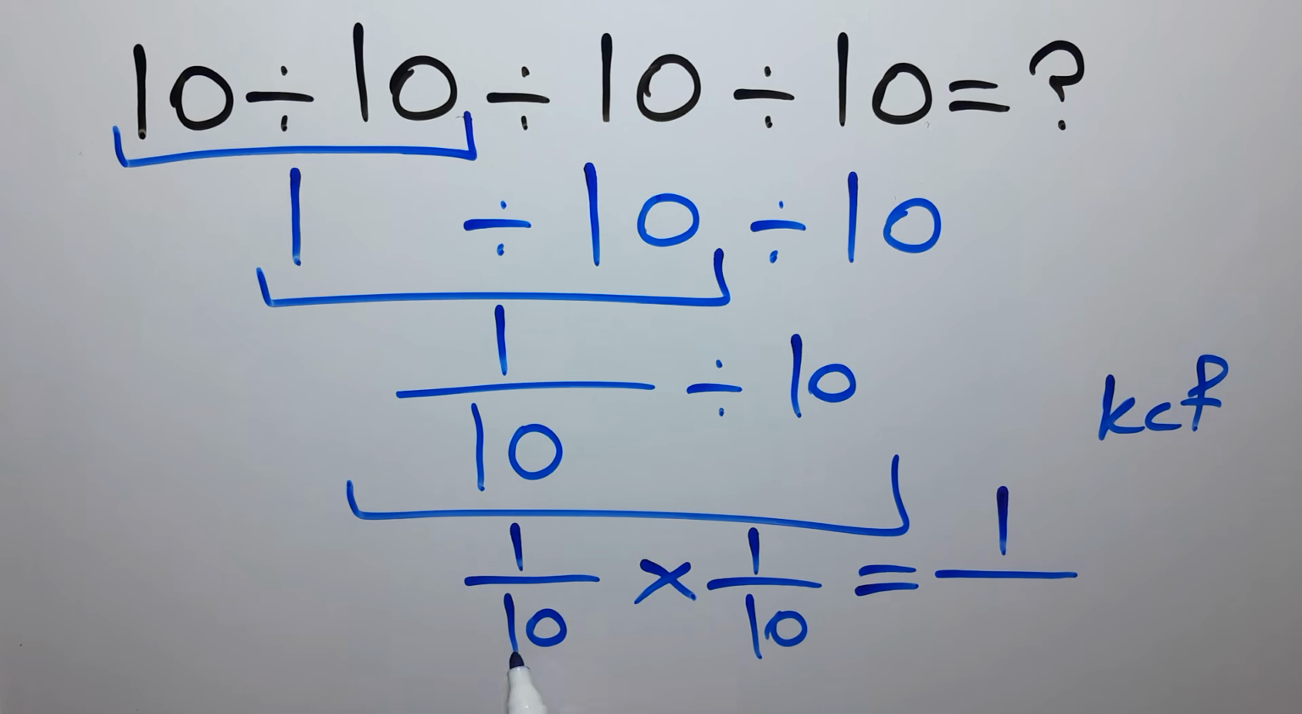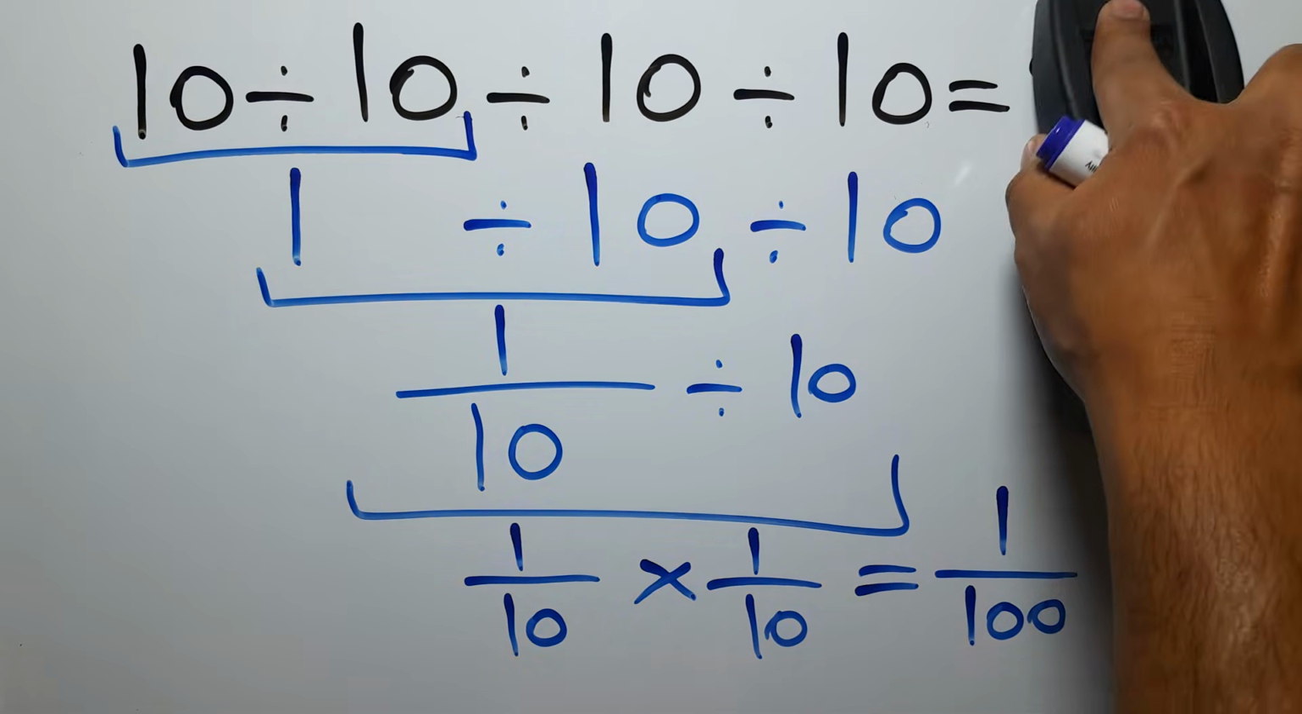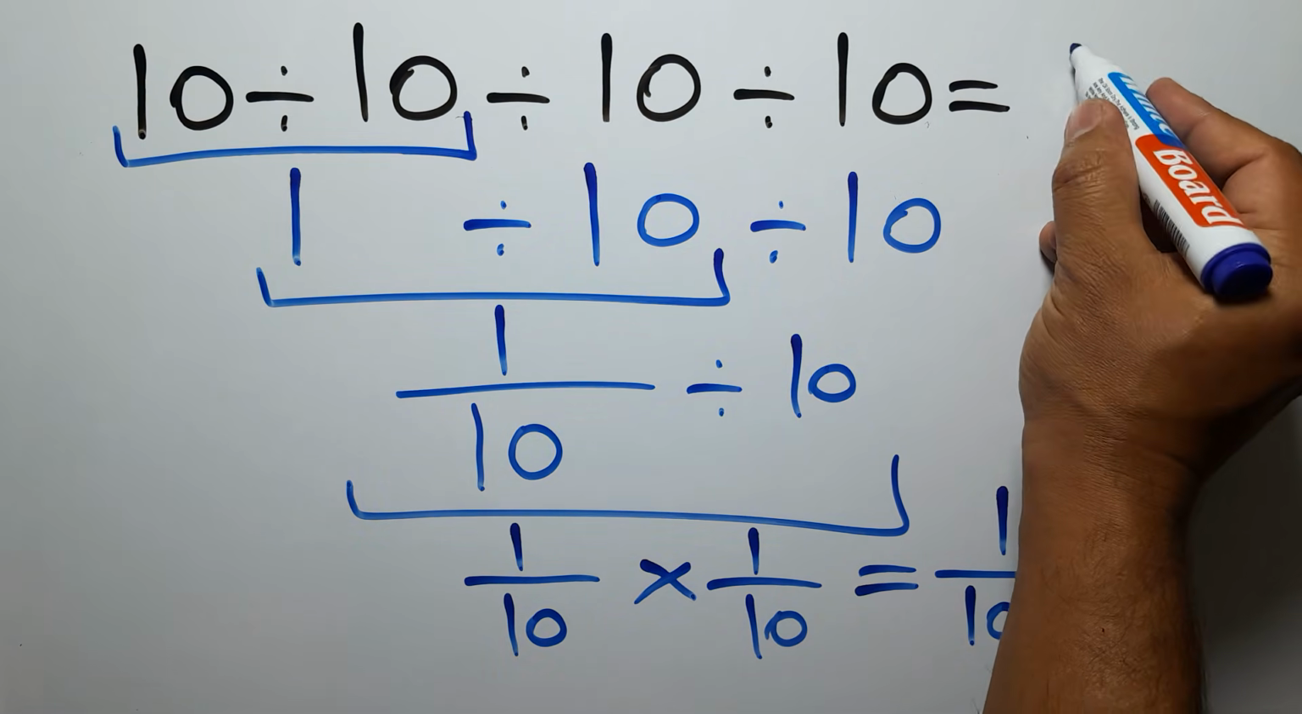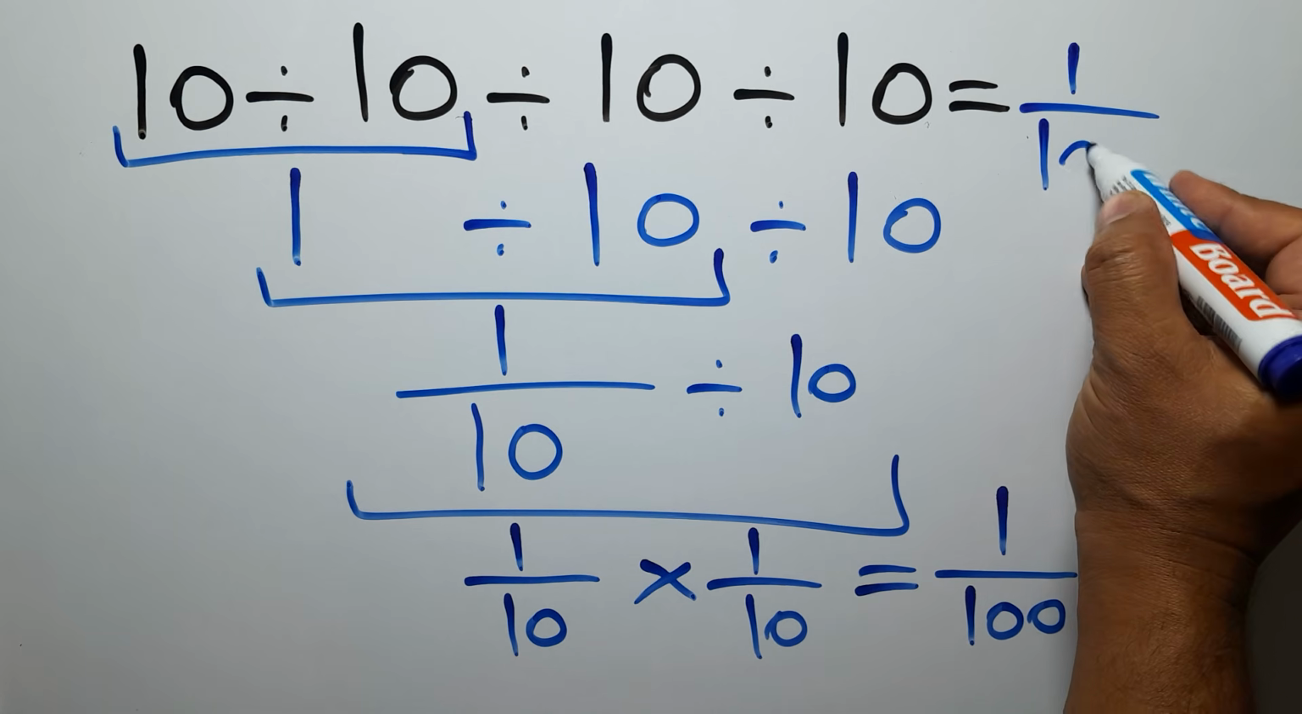So 1 over 10 times 10 gives us 100. So we have 1 over 100. And this is our final answer to this problem. The correct answer is 1 over 100.